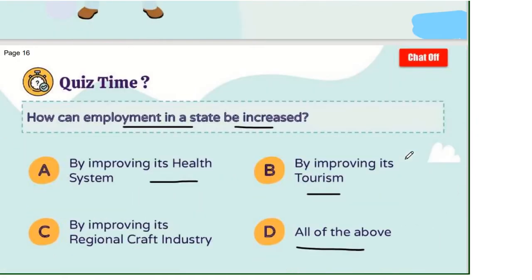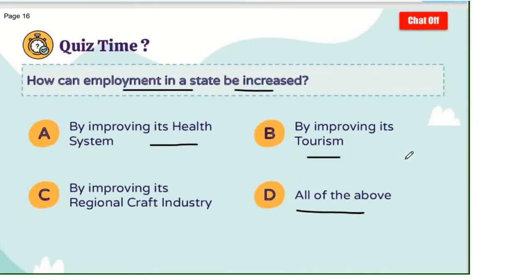Quiz time, children, get ready. Now, how can employment in a state be increased? Option A, by improving its health system. Option B, by improving its tourism. Option C, by improving its regional craft industry. Option D, all of the above.